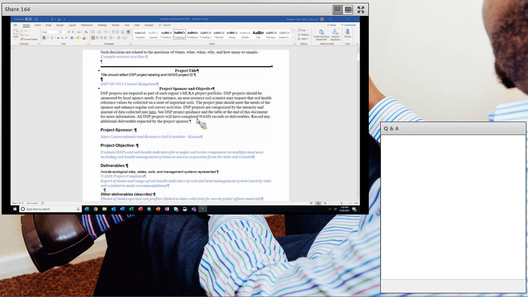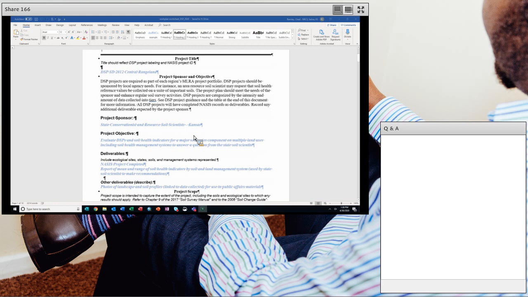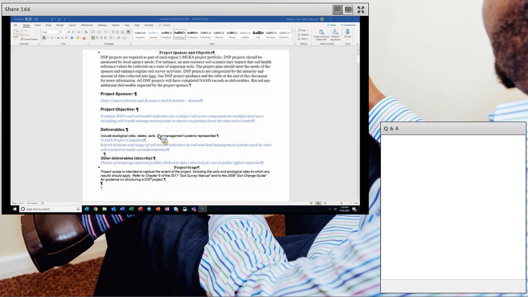Okay, so working down through here, obviously we need a project title. We like to have the project sponsor and an objective. We like to work with the states or with any other resource scientists, soil scientists. We can always do a project ourselves. It depends on whether you're working on a KSL soil characterization sampling project, or whether you're doing a designated DSP project. Listing your sponsors is very important.